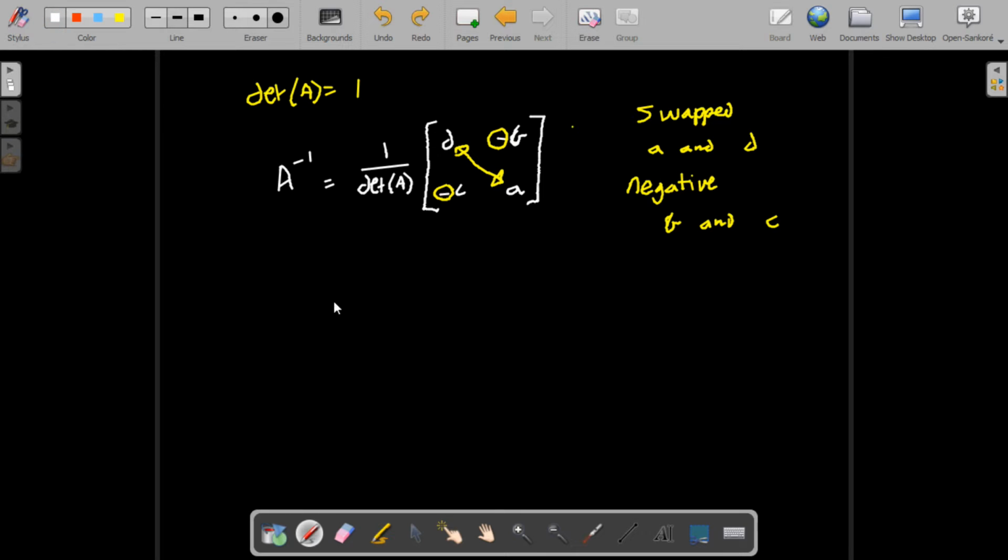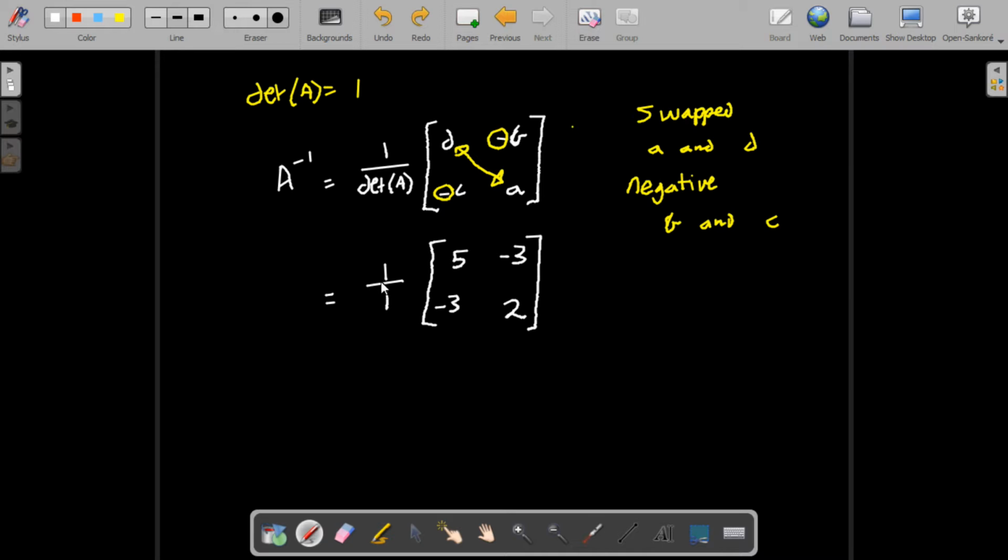So for the matrix that we had before, our determinant was 1. Element A was 2, so that now comes down here. Element D was 5, so that now comes up here. Element B was a 3, so that now becomes minus 3. And element C was a 3 as well, so that becomes minus 3 there.